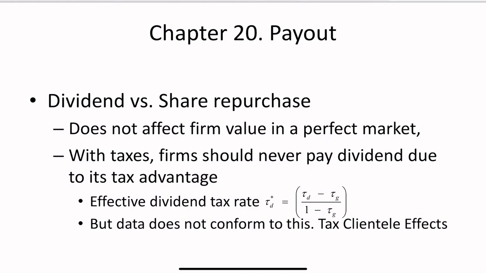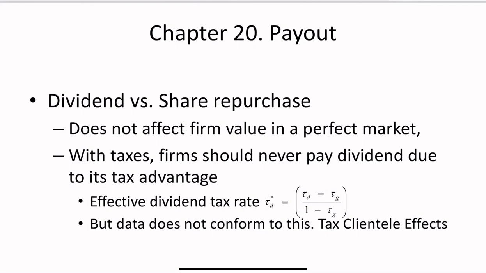Again, because this is a perfect market, these kinds of choices really have no real effect on the firm's value. So it does not matter. However, if we consider taxes, then because dividend tax is higher than capital gains tax, if the firm wants to save its investors' taxes, then the firm should never pay dividends.